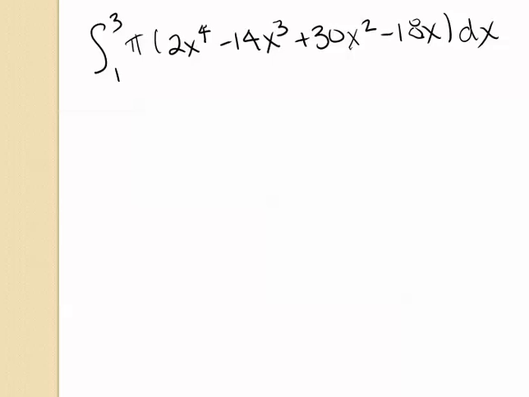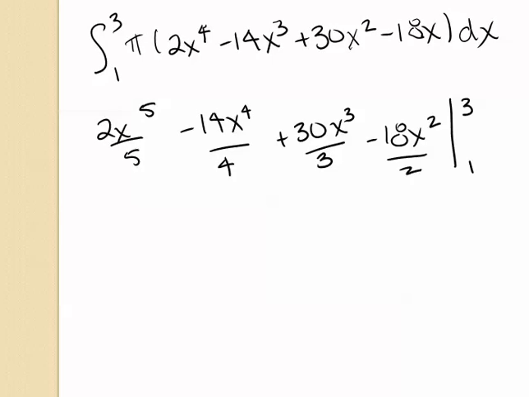We're going to integrate from 1 to 3 of pi times 2x to the fourth minus 14x cubed plus 30x squared minus 18x. Again, remember to integrate that you are raising your exponent by 1 and then dividing by your new power. When I integrate, I have 2x to the fifth over 5 minus 14x to the fourth over 4 plus 30x cubed over 3 minus 18x squared over 2. We're going to evaluate this from 1 to 3, but first we want to simplify this down. Oh, and don't forget our pi symbol.